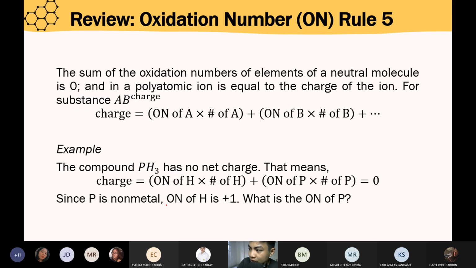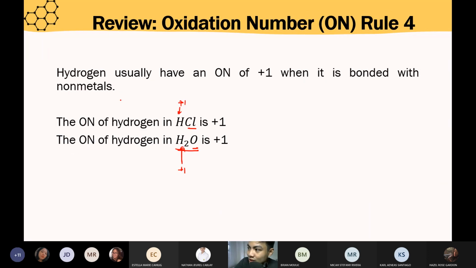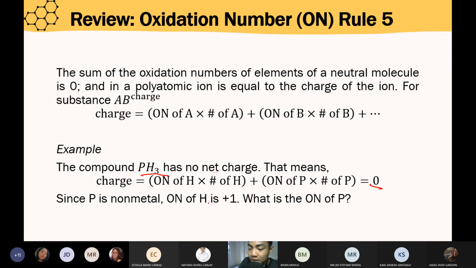The question: the compound PH3 has no net charge. That means the charge is 0. Since P is a non-metal, the oxidation number of hydrogen is positive 1. That's what we said earlier, right? If your hydrogen is bonded to a non-metal, its oxidation number is automatically positive 1. So what's the question? You know that hydrogen is positive 1 in charge. What will be the charge of phosphorus?